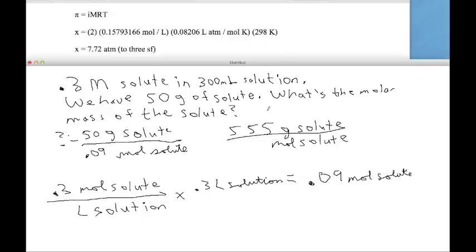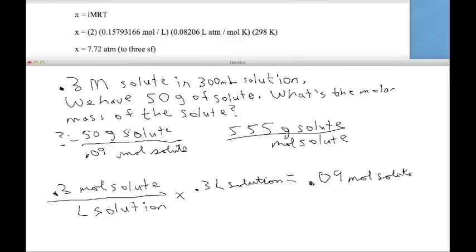Okay, good. That was good that you worked that out. So notice earlier we saw that if you know the molality of the solute, you can use that to figure out how many moles of solute you have. And then we saw that if you know the mole fraction of the solute, you can use that to figure out how many moles of solute you have. So now we're seeing that if you know the molarity of the solute, you can also use that to figure out how many moles you have. And if you already know how many grams you have, then you can do this calculation.